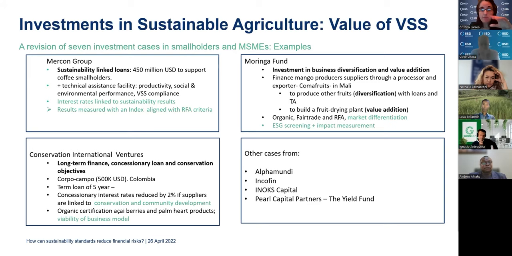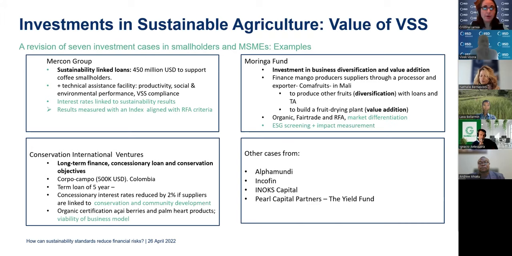The Mercon Group, the box on the top left, provides sustainability linking loans to coffee farmers in Africa and Latin America, coupled with a technical capacity building facility. Loan interest rates are linked to sustainability results of the coffee farmers. They are determined after assessing coffee practices with the use of an index, which is aligned with social and environmental criteria, including the Rainforest Alliance standard. The use of this index also supports measuring farmers' progress on adopting sustainable coffee practices.